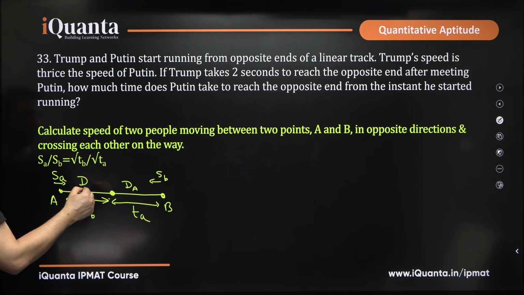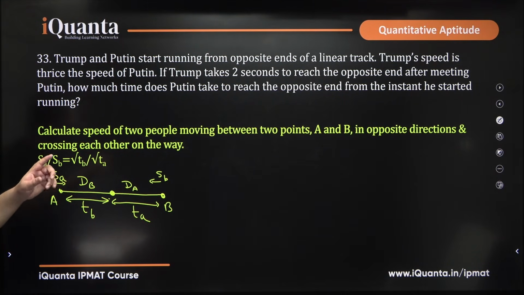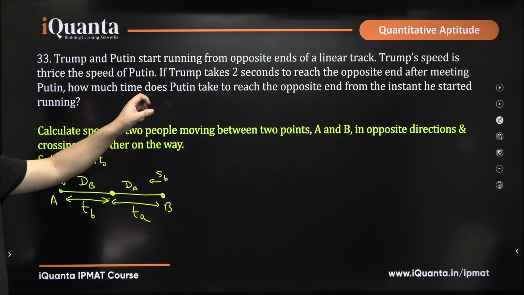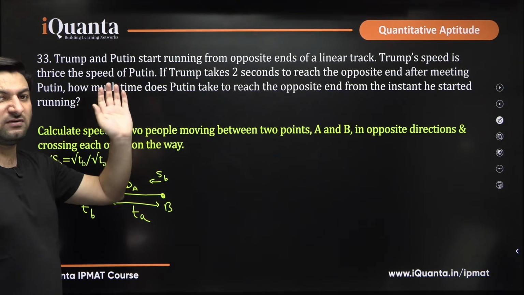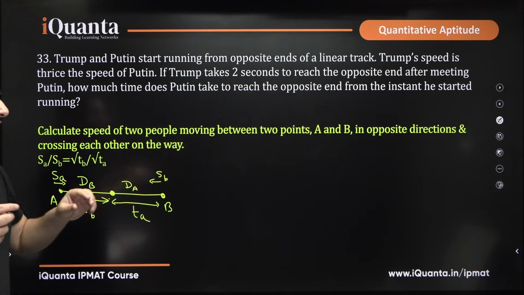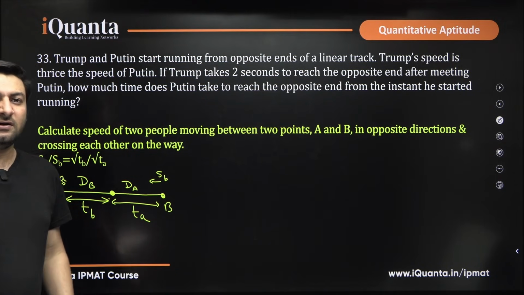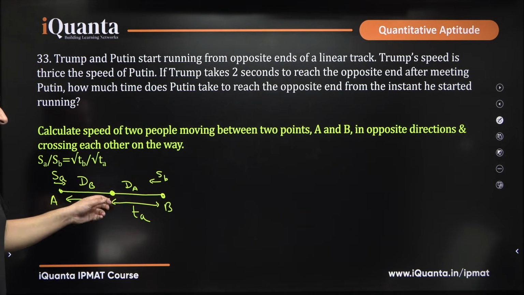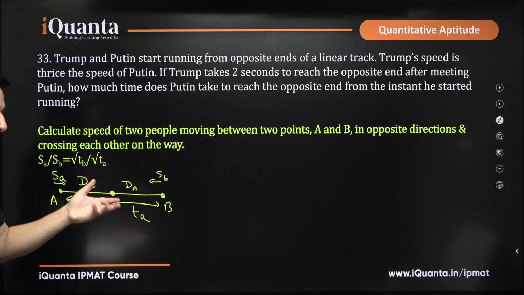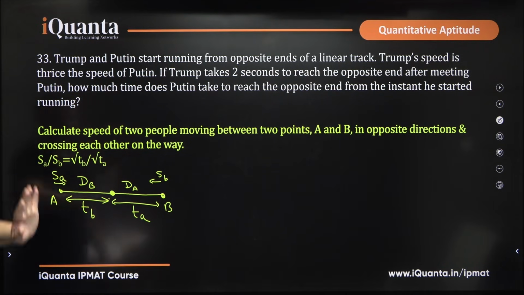Make sure you identify this case very quickly. In a question, when two bodies are running from opposite ends, meeting and then going in opposite directions, crossing each other, the times after which they cross, the distances and the speeds are given in some such scenario.